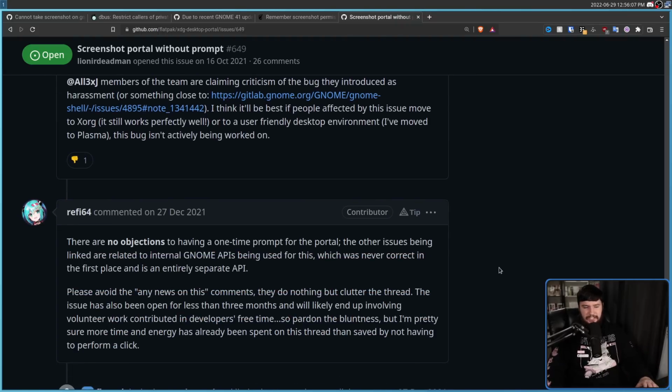So because the conversation wasn't really going anywhere, this was posted. There are no objections to having a one-time prompt for the portal. The other issues being linked are related to internal Gnome APIs being used for this, which was never correct in the first place and is an entirely separate API. Please avoid the "any news" in this comments. They do nothing but clutter the thread. The issue has also been open for less than 3 months, which at the time it was, and will likely end up involving volunteer work contributed in developers' free time. So pardon the bluntness, but I'm pretty sure more time and energy has been spent on this thread than saved by not having to perform a click.